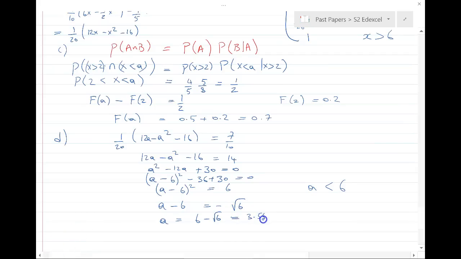3.55. Just looking at the mark scheme, remember this is a stats paper, it's not a pure maths paper, so don't leave your answer as a surd, because I don't think, looking at the scheme, that will get you the mark.